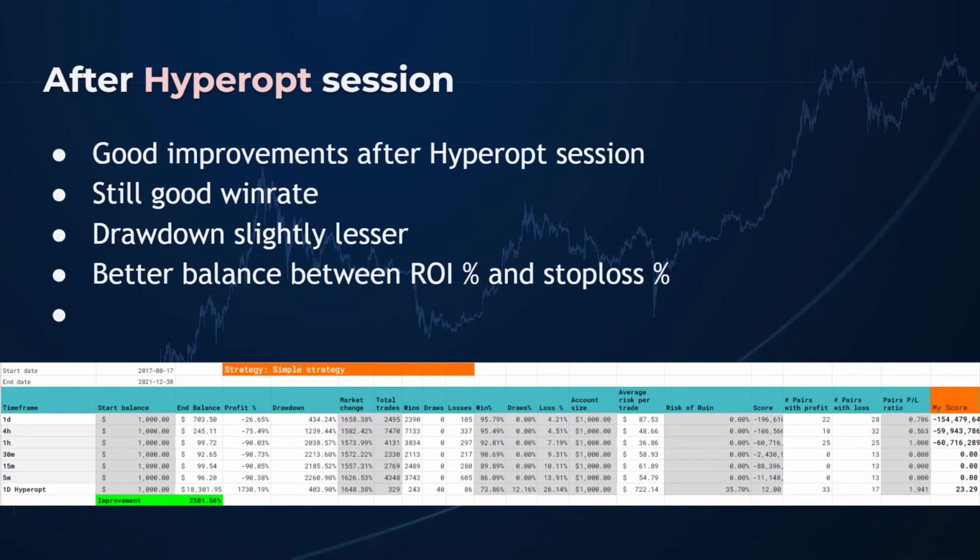As expected, I see some nice improvements after the HYPEROPT session. Profits improved to an end balance of 18,301 USD Tether, which is a profit of 1,730%. The drawdown became 403%, which is not a big improvement, but still an improvement. The win rate got a little bit lower, but a 72% win rate is still very admirable.